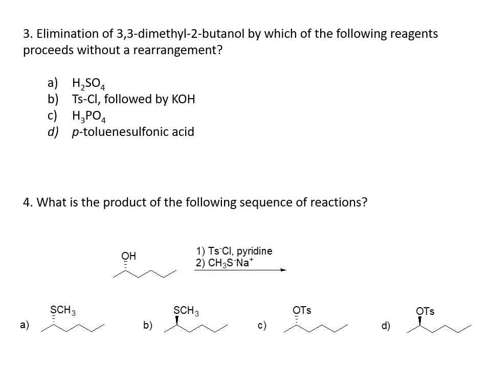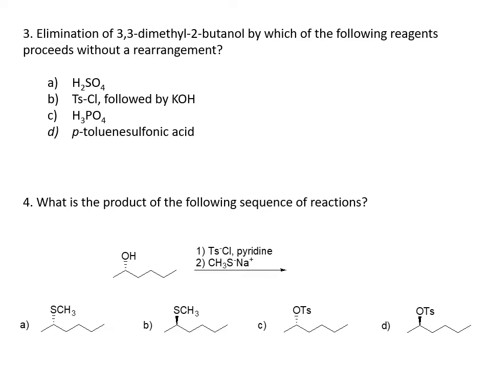So first, A, sulfuric acid. That one protonates, as we have just seen in the previous question, protonates the hydroxyl group, which leaves as a molecule of water to leave the resulting carbocation. That's E1 reaction mechanism. That's not the correct answer. B, tosyl chloride. Tosyl chloride converts the hydroxyl group into tosylate, which is a good leaving group, and then that's followed by treatment with potassium hydroxide, a strong base. Those are E2 elimination conditions. So B appears to be the correct answer.